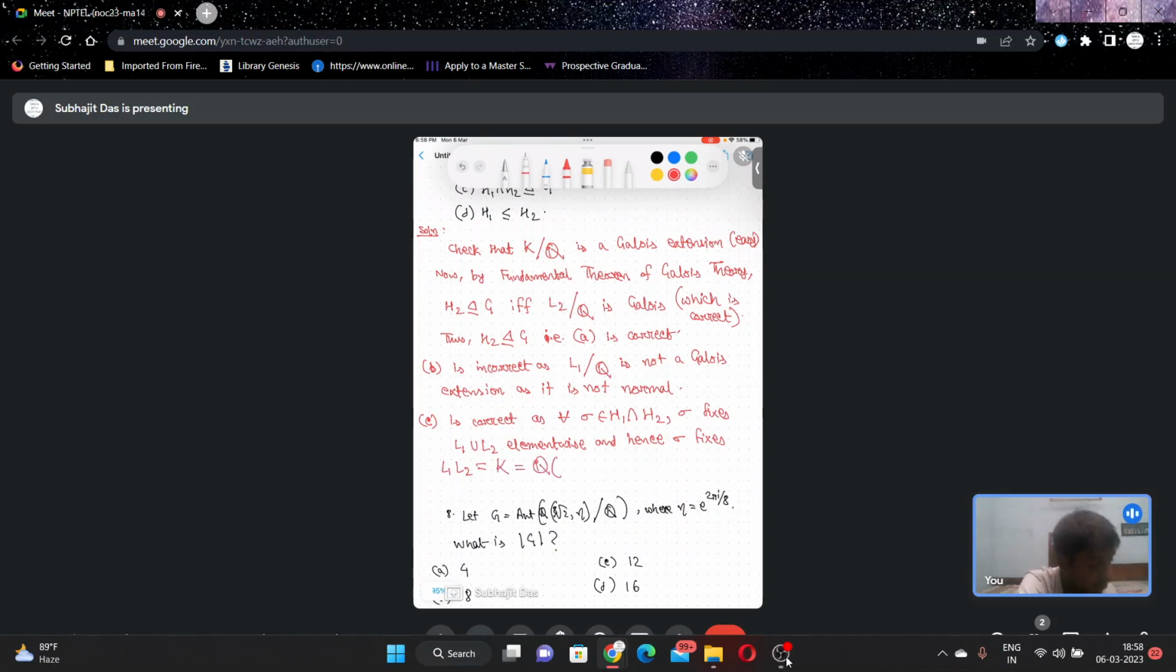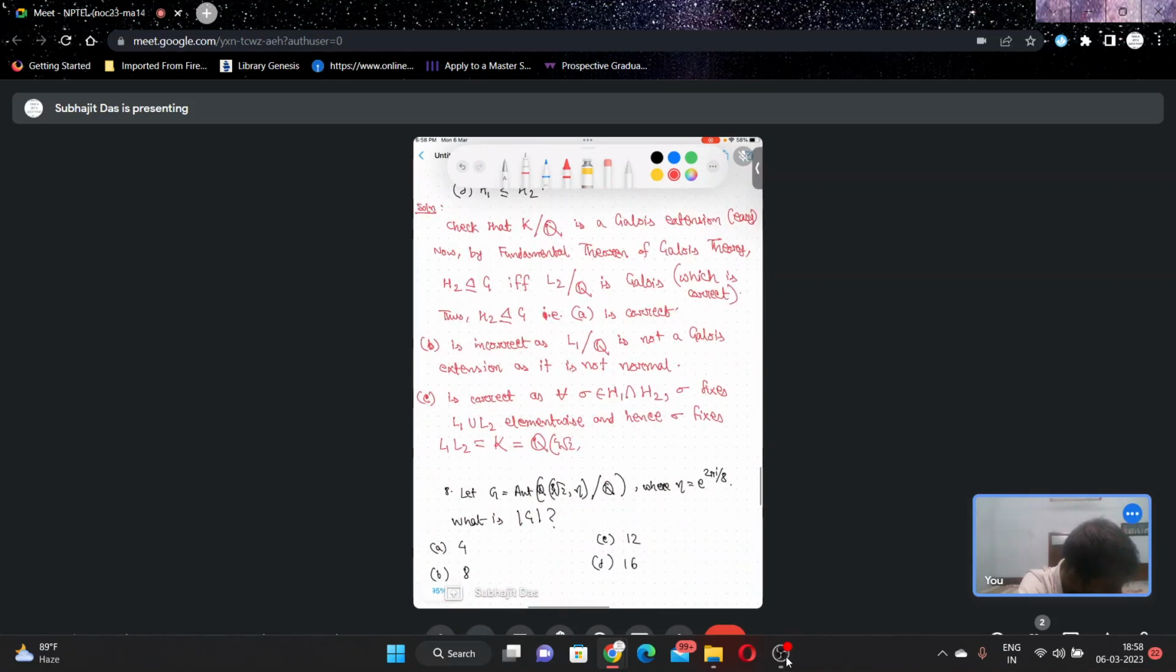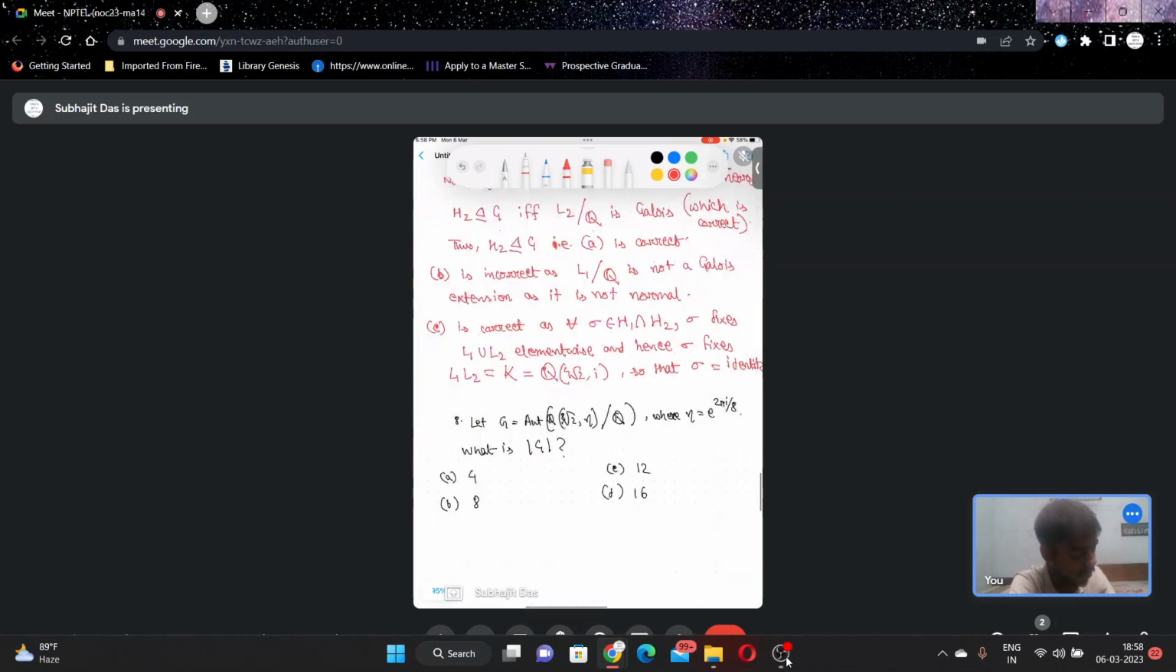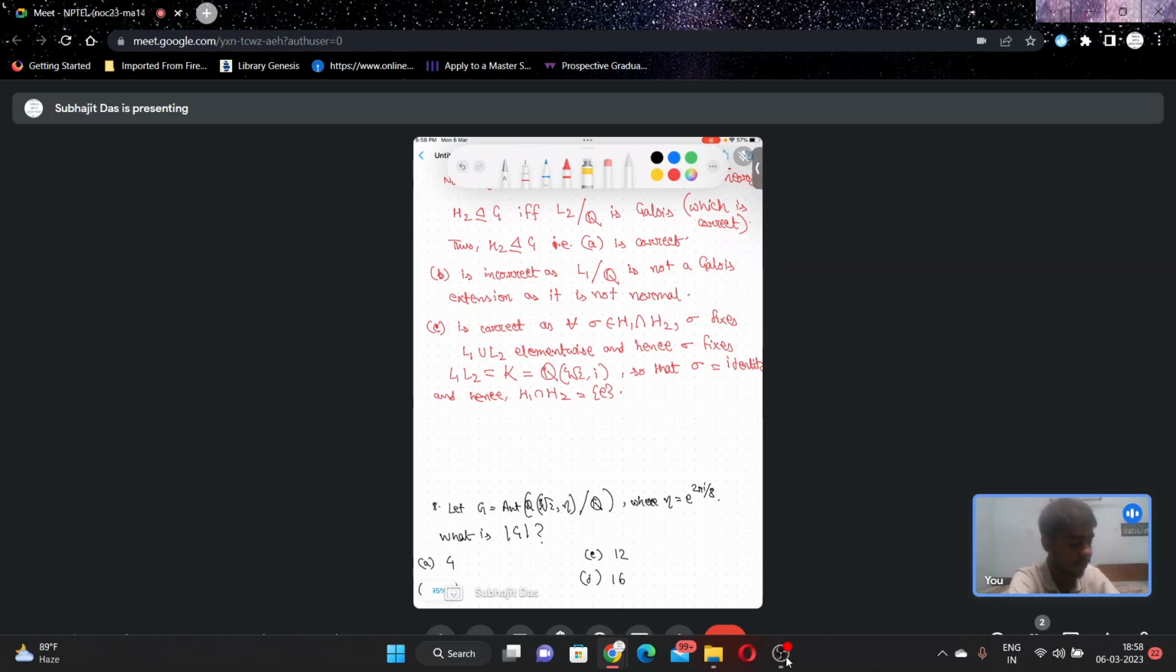Q adjoined with the fourth root of 2 and i, so that sigma is equal to the identity map, and hence H1 intersection H2 is just the trivial group, and the trivial group is always a normal subgroup of any supergroup, right? So this is what we used here, and option D therefore is trivially incorrect.